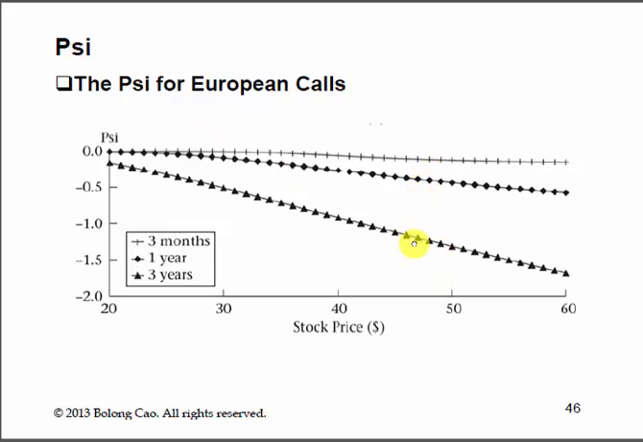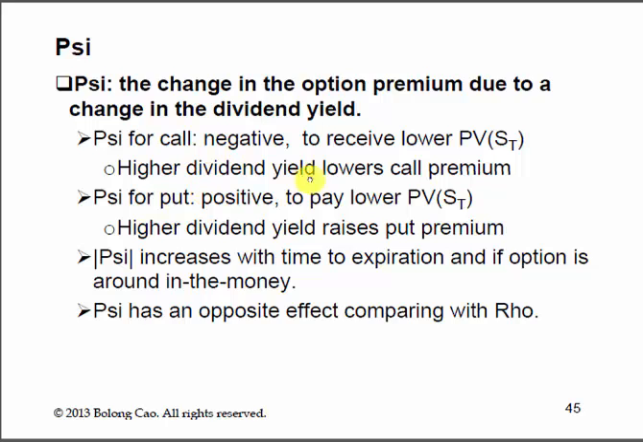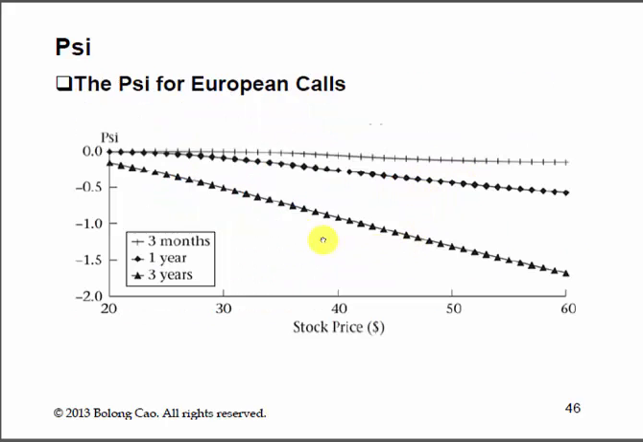Again, for call, it makes the call premium lower, so it's a negative number for the call. But for the short-term option, the 3 months expiration date, psi is just slightly negative, so it has a smaller value. In other words, if you give it more time, the dividend yield has a more significant impact on the option premium. So for the 3-year European call, the psi is highly negative.